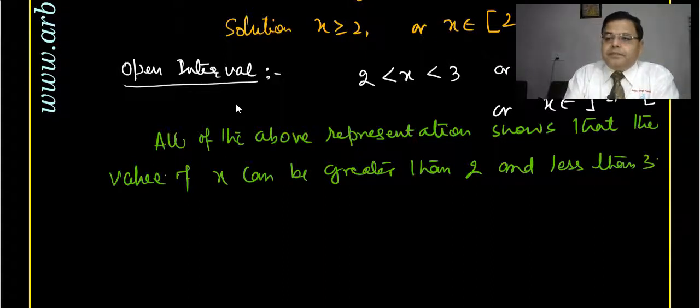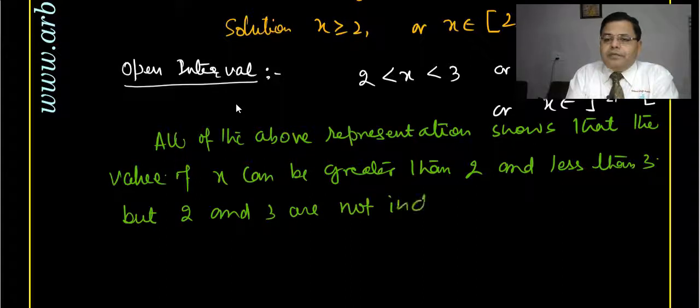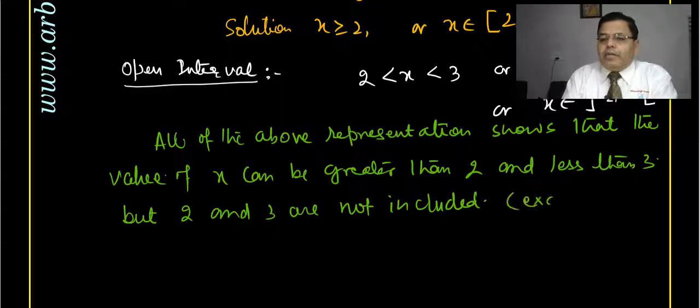But 2 and 3 are not included. Right? This is what is said. Except 2, excluded. You can say excluded. That is, not included. So the value of x cannot be 2, and cannot be 3.